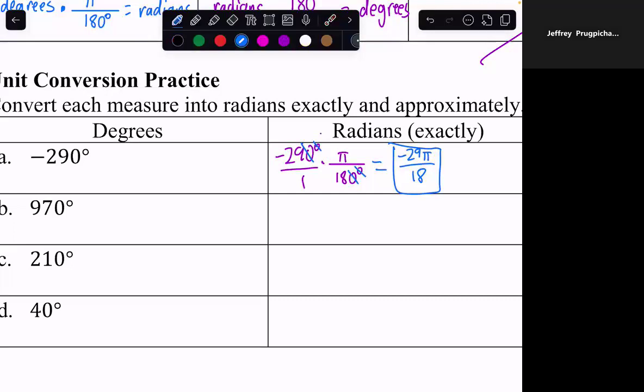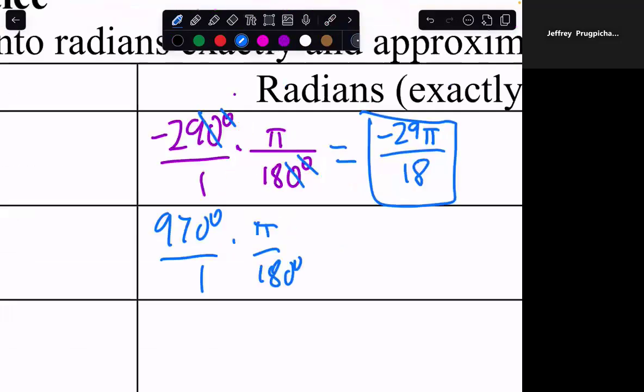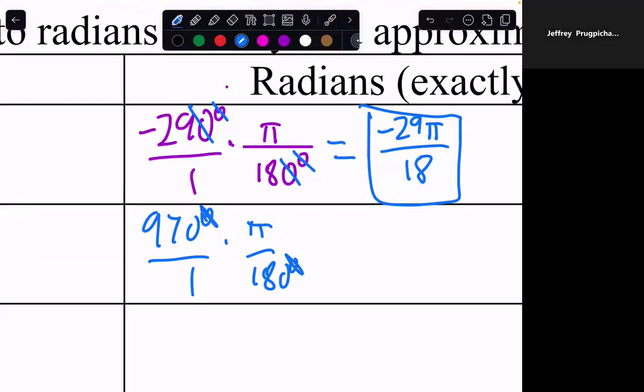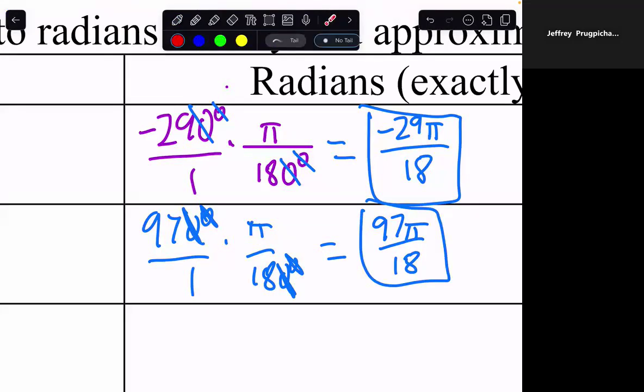970 degrees. Again, the degree symbols cancel out. You can divide by 10, which cancels the trailing zeros out. 97 and 18. Those don't have anything in common. So, by the way, for radians, we pretty much always use improper fractions. We would not use mixed numbers.